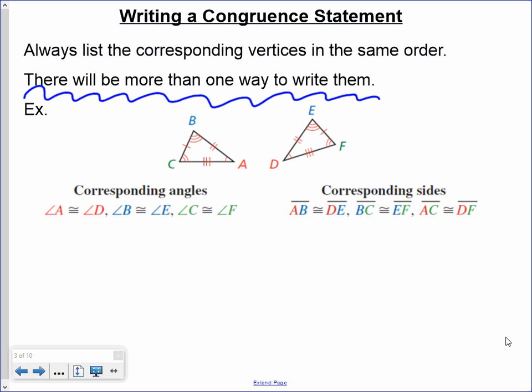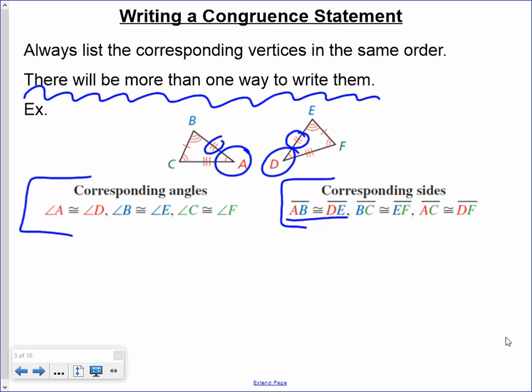So what they've done down here is they've written out all of the corresponding angles and all of the corresponding sides. Now that just simply came from the marks that were given to you. Angle A has one arc on it. Angle D has one arc on it. That means that they're congruent to each other. Side AB has 2 tick marks on it. Side DE has 2 tick marks on it, which is why we list they're congruent to each other.